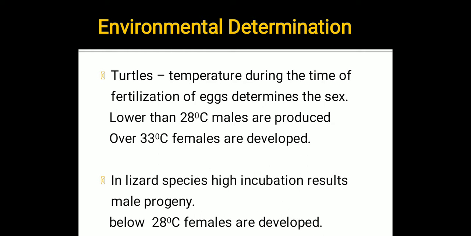Next one, lizard species. In a lizard species, Agama, high incubation temperature results in male progeny. It is opposite to the turtles. High incubation means over 28 degrees Celsius, which produces male progeny. But if it is below 28 degrees Celsius, females are developed in the lizard species.